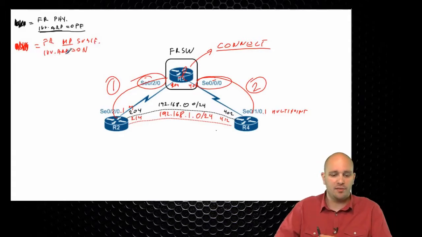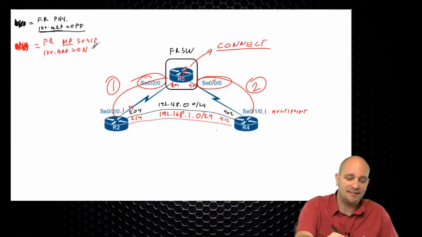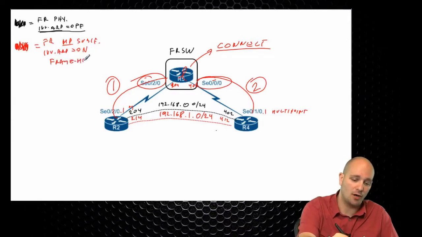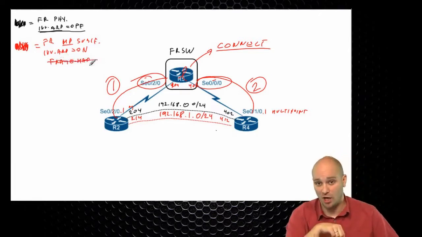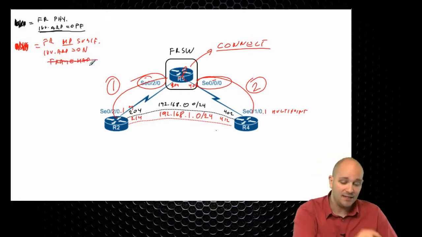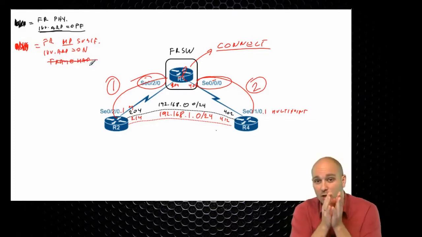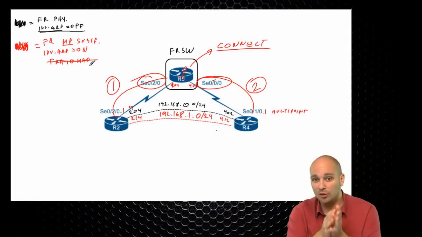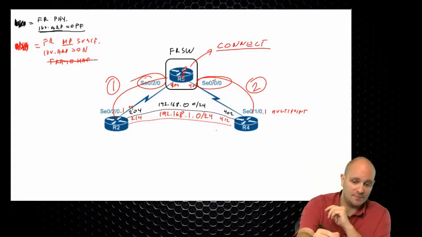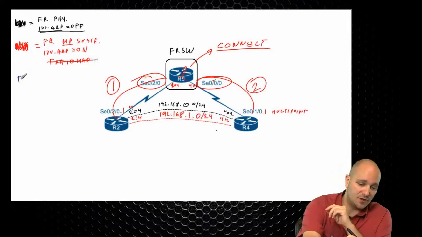Now, the problem with inverse ARP on is that it's incompatible with frame maps. So when I use the frame map on a particular DLCI, basically, I'm going to turn off inverse ARP on that DLCI. I need a way to map a DLCI to a sub-interface that does not involve the frame map statement. Do I have such an option? Well, as it turns out, I do have it. The option to do that is the frame relay interface-dlci command.